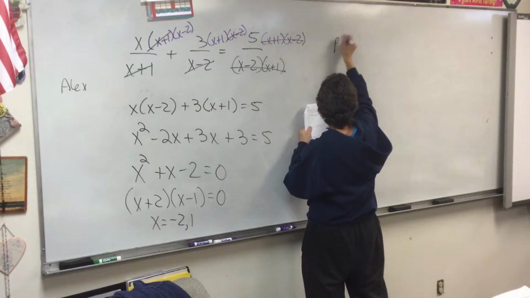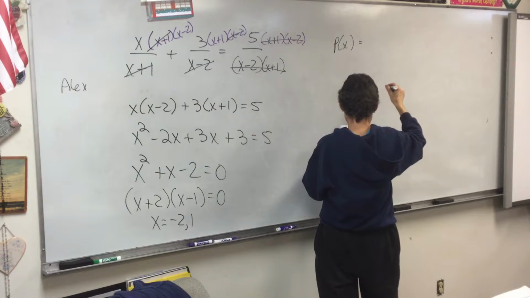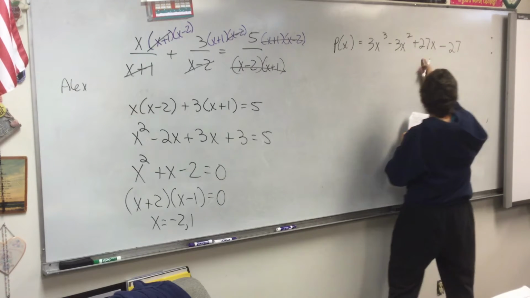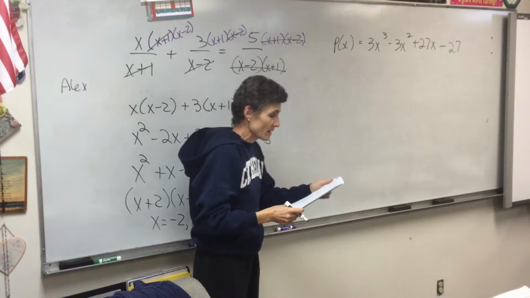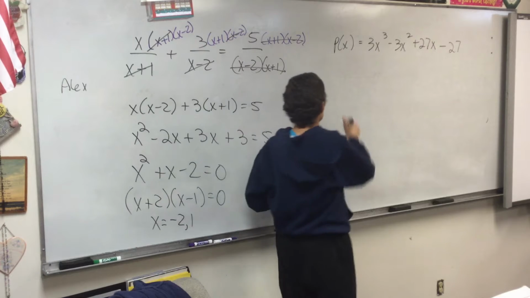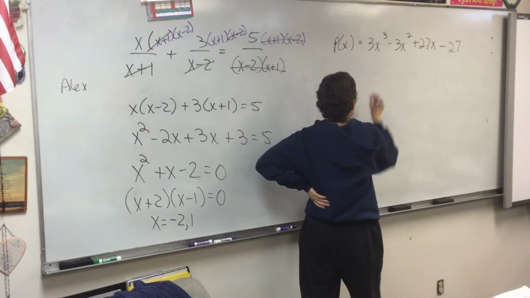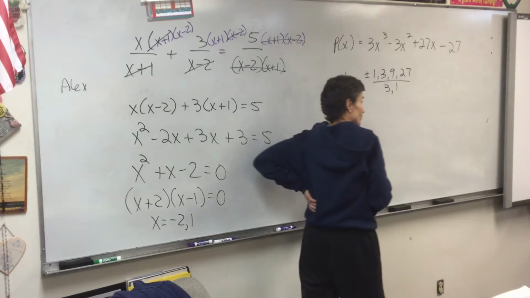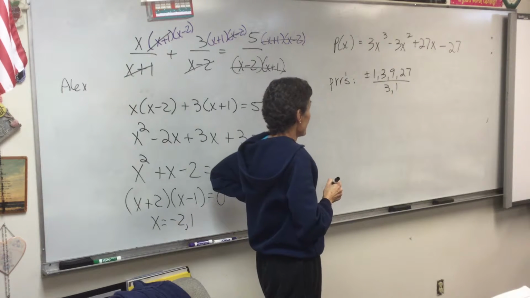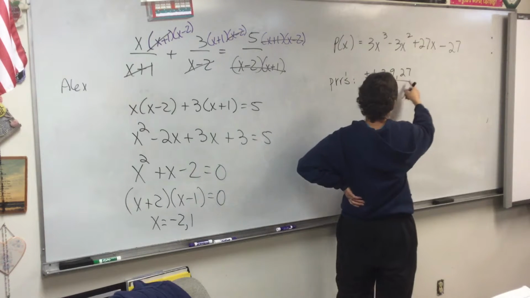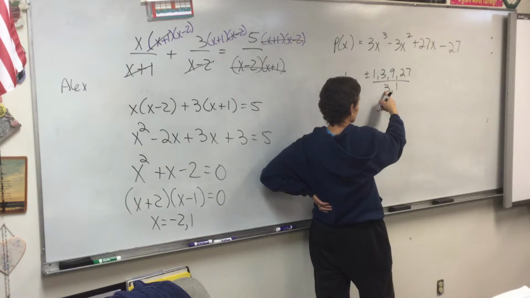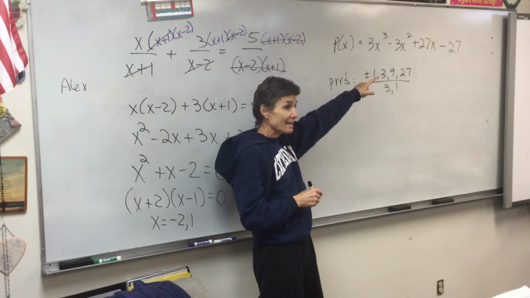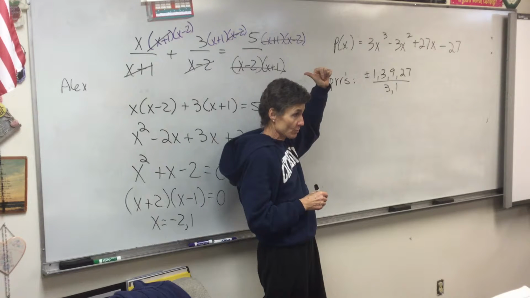Here we go. So here's our function. And we have to list the possible rational roots and then find them. So what are the PRRs? Factors of 27 over factors of 3, right? And that would include 1, 3, 9, and 27, but also 1/3 and 3/3 and 9/3 and 27/3. Remember, your PRRs are factors of your last over factors of your first.